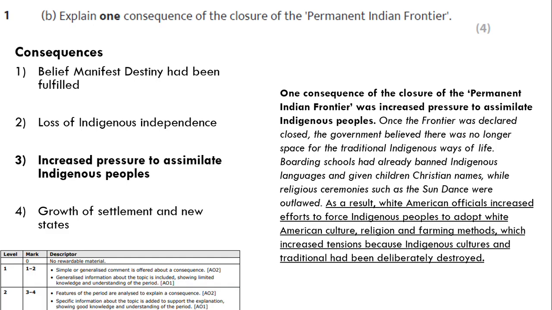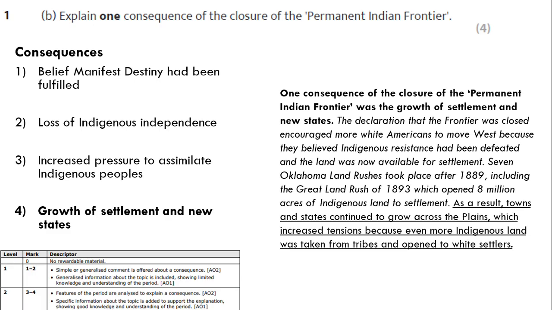So that's a good 4-mark paragraph there. It's a good explanation linking to wider West, clear consequence, and good knowledge. And then finally, growth of settlement and new states. This is another strong consequence. This is as strong as the first consequence.